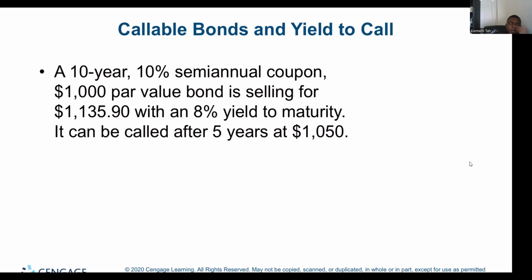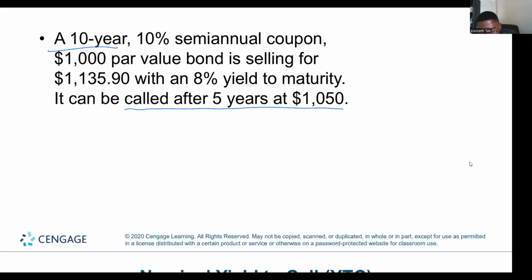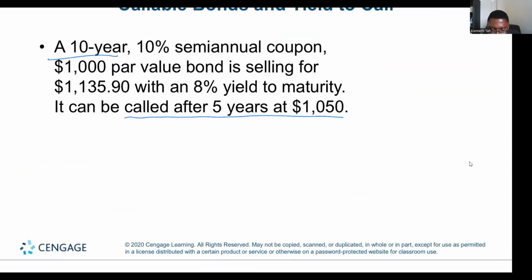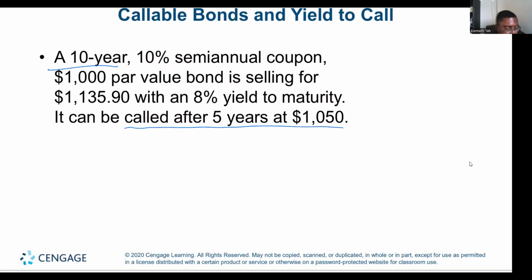It is very similar to the yield to maturity, but we are using 5 years because that is when the call provision can be exercised, even though this is a 10 years bond. So in that case, N is going to be 10. So we can do like this. We take 10 and we type N for number of years.